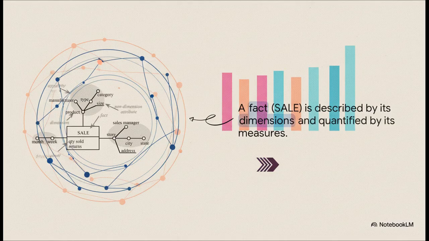So the crucial point is that these three elements have to work together. As you can see right here, they give you a complete picture of a single business event. You've got the fact, the sale, right in the middle. It's described by its dimensions, product, store, date, and it's quantified by its measures. How many were sold? Were there any returns?